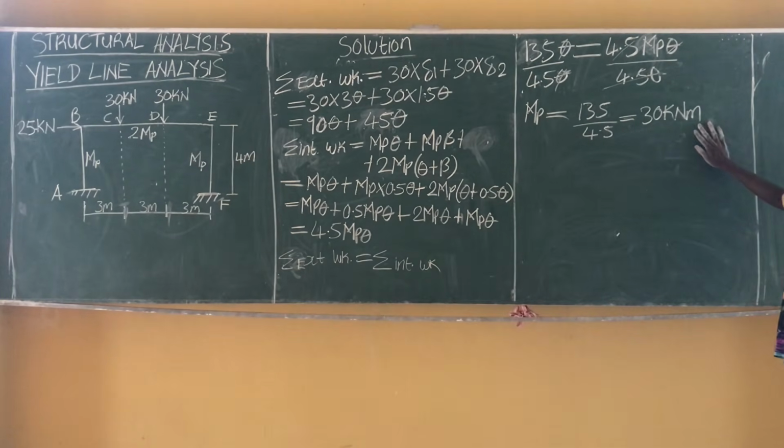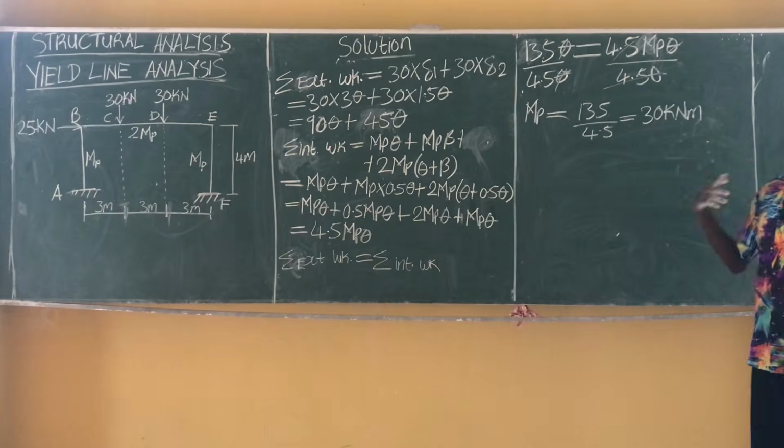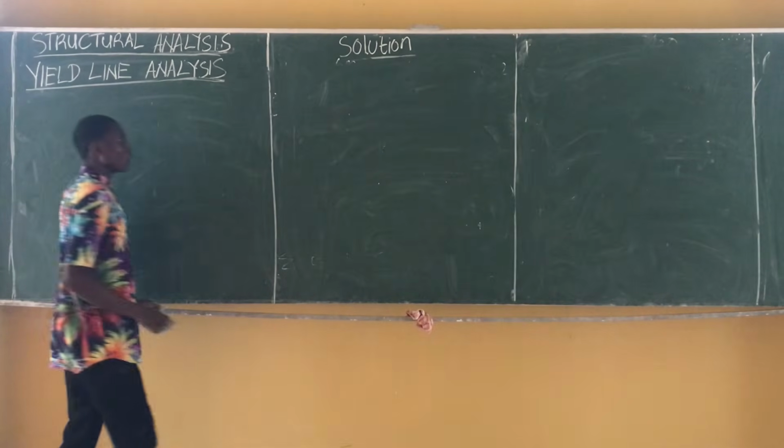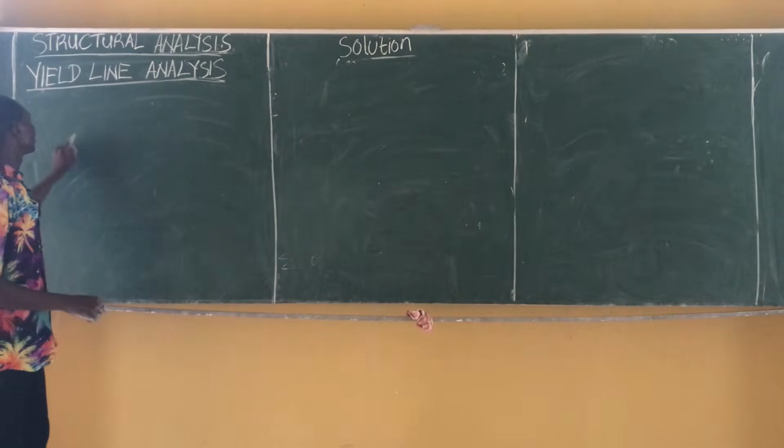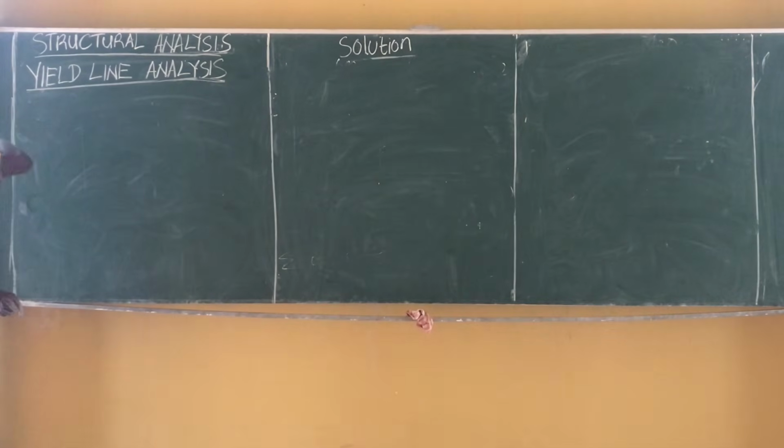Now we are done for our beam mechanism. Our next task is to repeat this process for our sway mechanism and for our combined mechanism. So we are done with our beam mechanism. The next mechanism we have to consider is our sway mechanism.